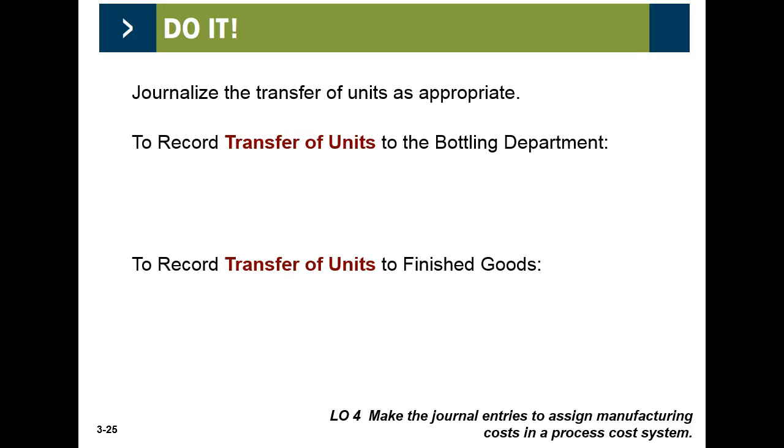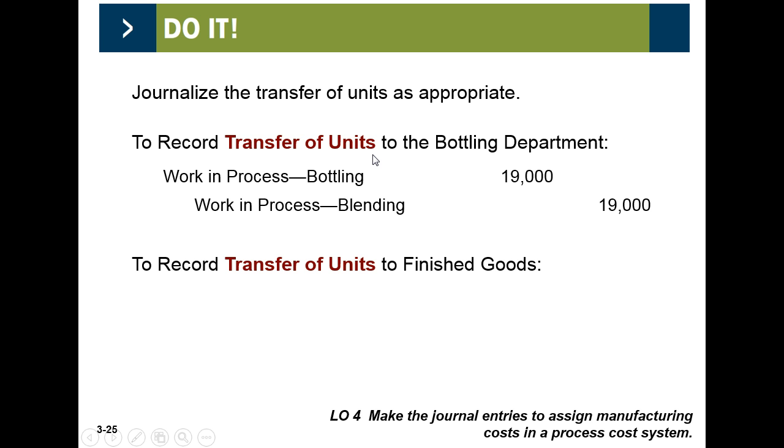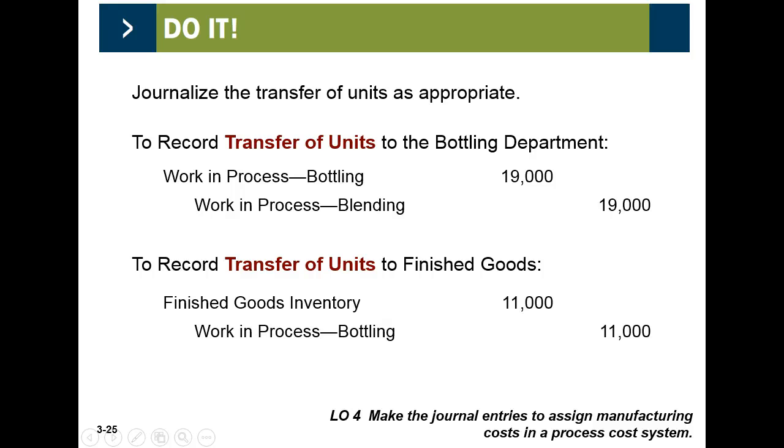Now, how do we transfer the units? How do we take the units out of the one process and put them into bottling? We debit our bottling, and we're crediting our work in process blending. Once the blending is done, we remove it from blending and debit it into bottling. Okay? It's all assets, it's all an inventory account. It's going through a system, a flow. And then once they're done, we're going to take it out of bottling and put it into finished goods. Okay?